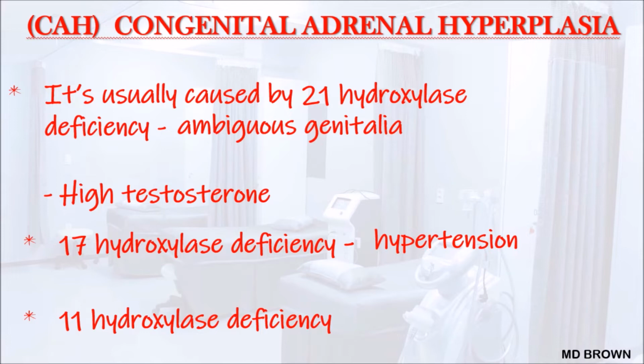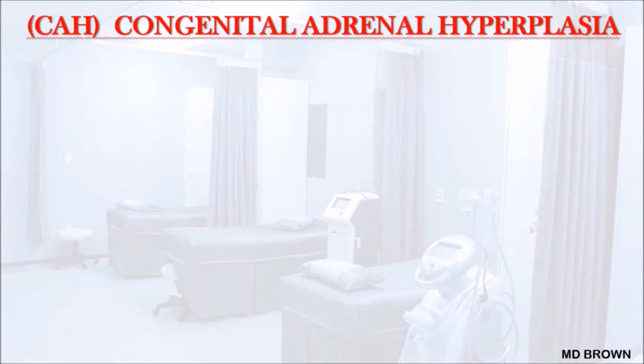So again, note where the 1 is appearing. Is it in front or is it at the back? So 21, 17, and 11. These are the common enzyme deficiencies.